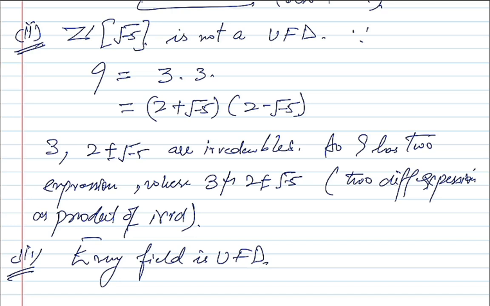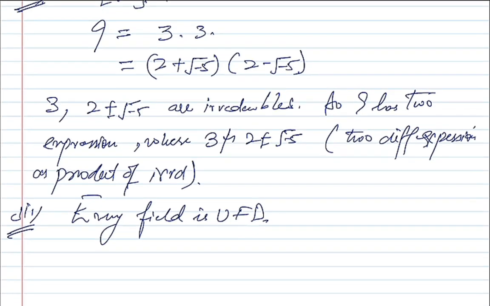Now we proved that in a PID every element is irreducible if and only if it is prime. We proved this in a PID, right? And every ED is a PID, so this became true in an ED as well: primes are irreducible, irreducibles are prime. Now let us see whether this is also true in a UFD.